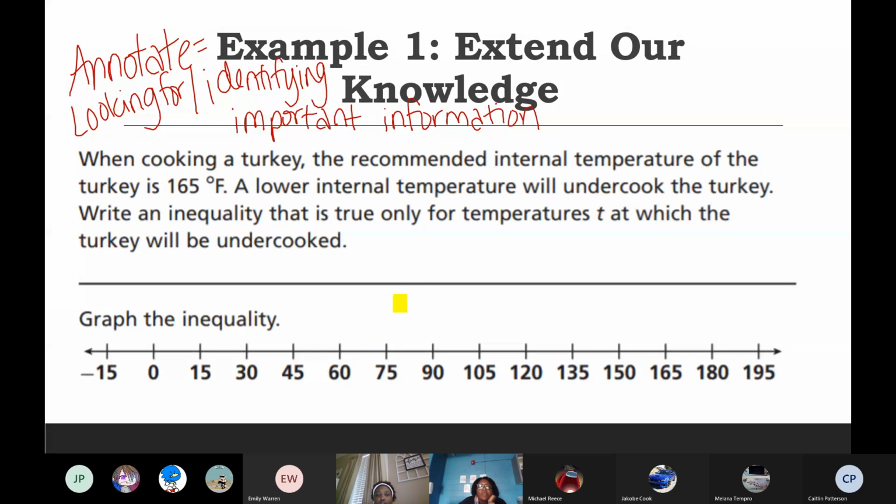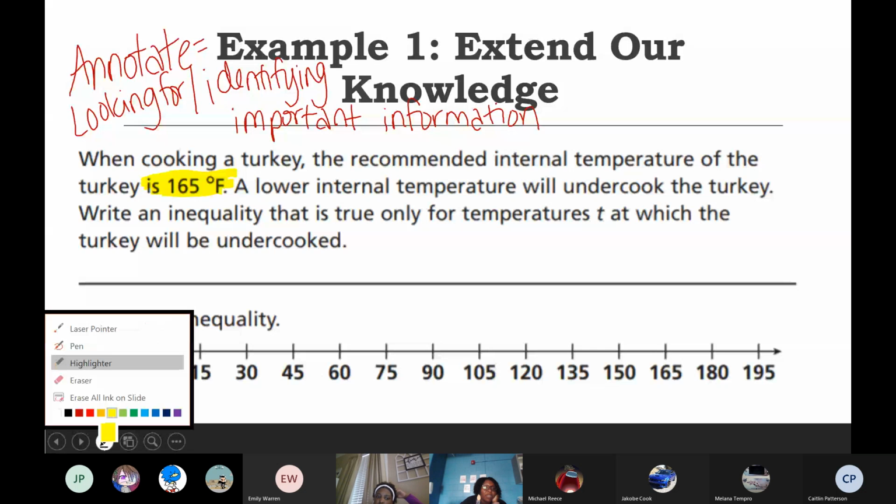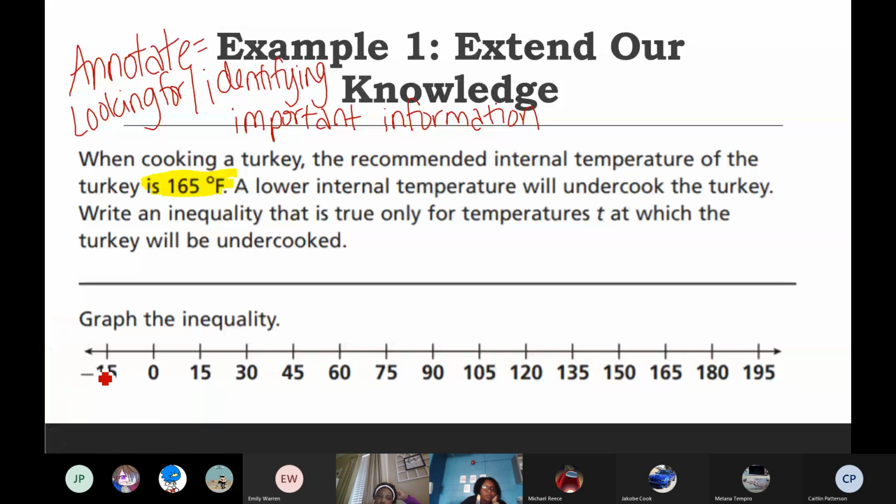When cooking a turkey, the recommended internal temperature of the turkey is 165 degrees Fahrenheit. A lower temperature will undercook the turkey. So guys, could I cook that turkey at 155 degrees? No. No, that's lower than. Okay, so what we want to do is write and graph our inequality.